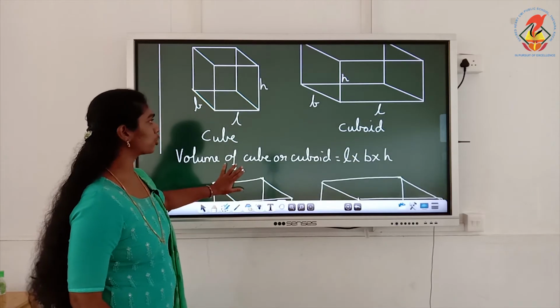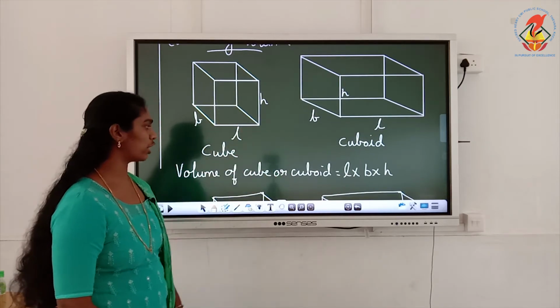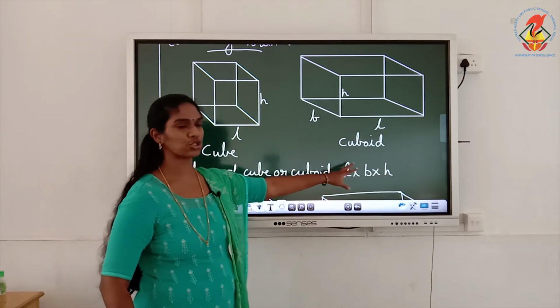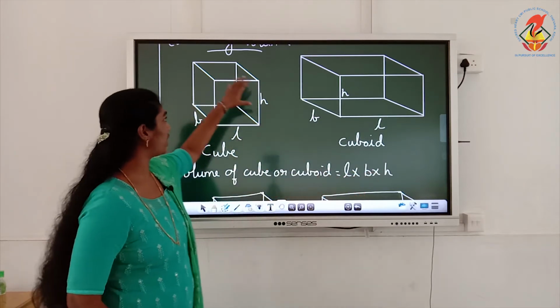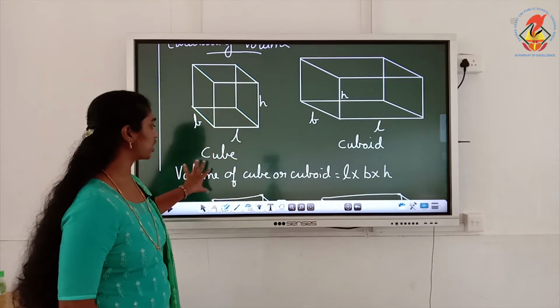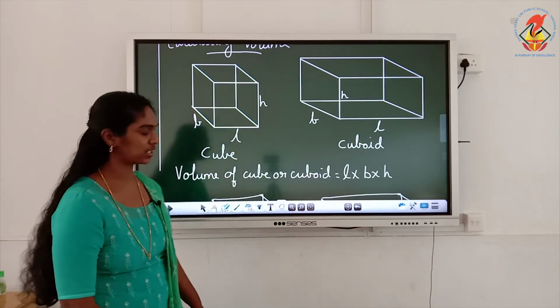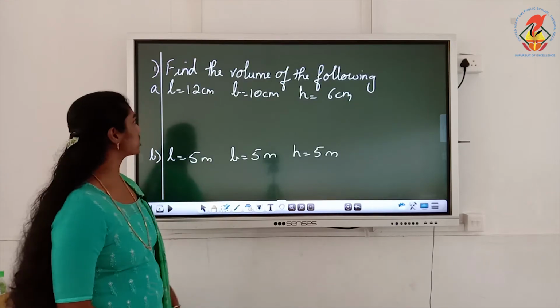So whether it is a cube or a cuboid, you have the length, breadth and height. To find the volume of a cube or cuboid, it is length into breadth into height. So you have to write the heading calculating volume. Draw these two figures and write: volume of cube or cuboid is equal to length into breadth into height. Okay. Now we will do some questions based on that.